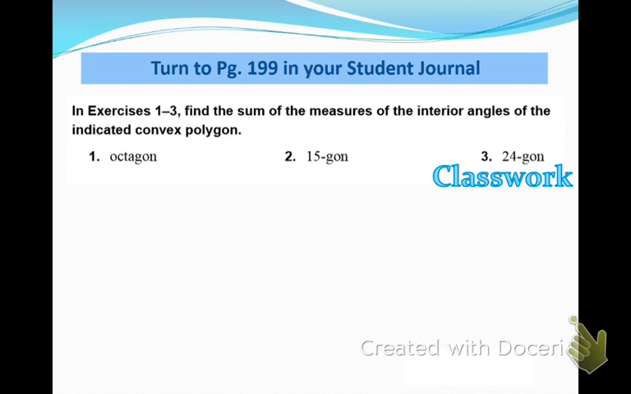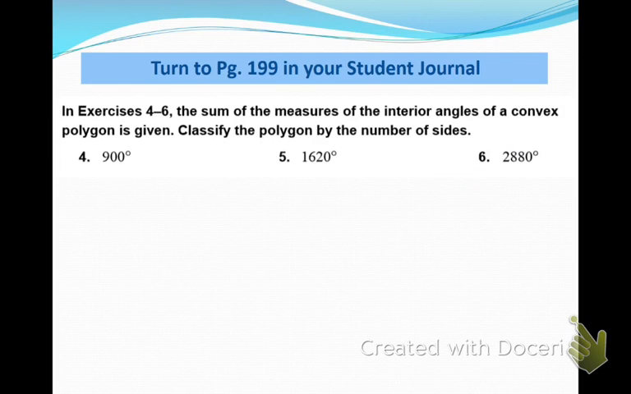Number 3, yes. Oh, okay, so we're going to start on the second section. It's going to be the opposite. It gives you the degrees, and you have to figure out what kind of shape it is. Turn around. So hold on. I'm going to show you.